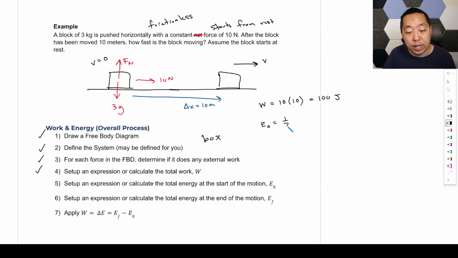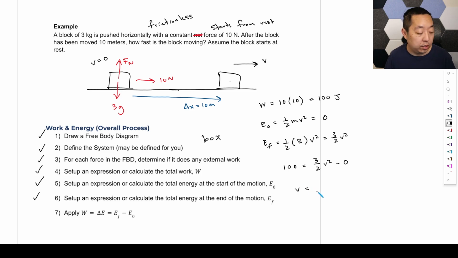So the initial energy is 1/2 mv squared, but because the initial speed is 0, it has no kinetic energy. The final kinetic energy is 1/2 mv squared, which is 1/2 times 3 times v squared. We don't know what v is. And then we're going to do work as the change in energy. So 100 is going to equal this, 3/2 v squared minus 0, and you can then solve for v at that point. We would multiply by 2/3, and then take the square root of that. And that would give you 8.16 meters per second.